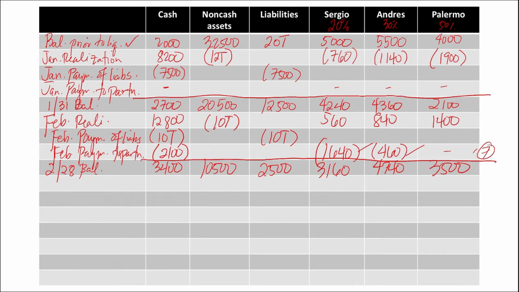Okay? Great. Number 8, March na eh. Sige, tuloy natin. Ganun ulit. Realization. Payment of liabilities. And March payment to partners.